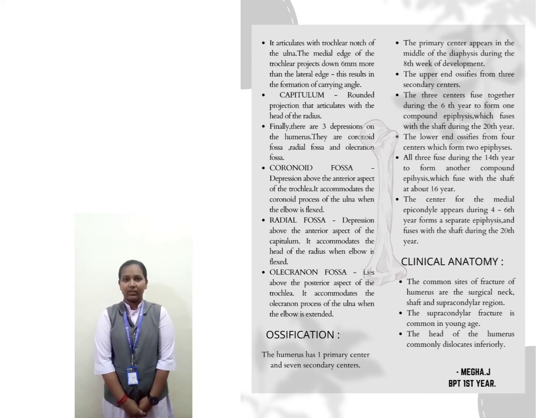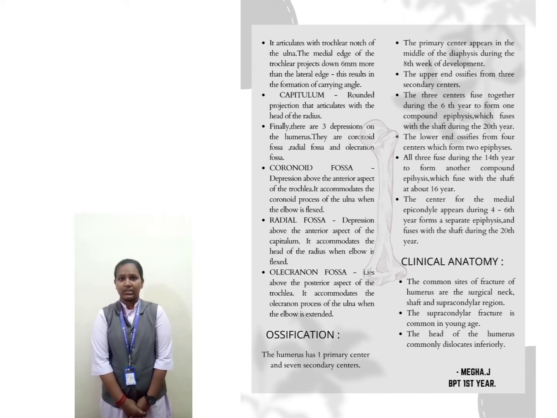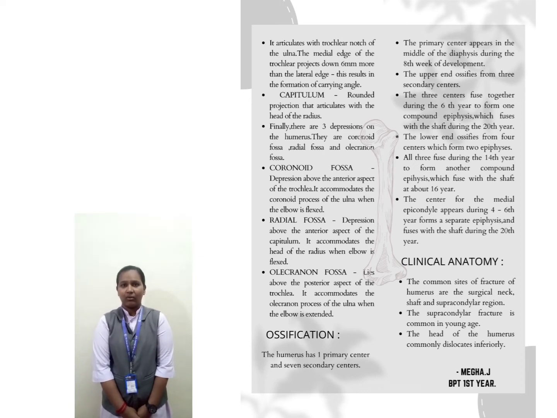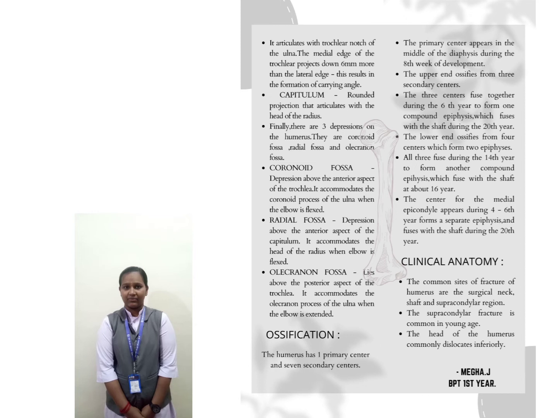Finally, there are three depressions on the humerus. They are coronoid fossa, radial fossa and olecranon fossa. Coronoid fossa. Coronoid fossa is a depression above the anterior aspect of the trochlea. It accommodates the coronoid process of the ulna when the elbow is flexed. Radial fossa. Radial fossa is a depression above the anterior aspect of the capitulum. It accommodates the head of the radius when the elbow is flexed.